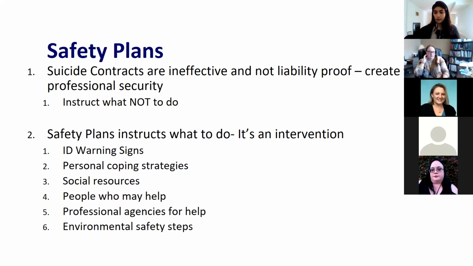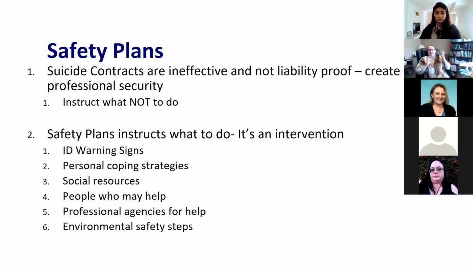It's a bit more detailed than the one I actually tend to use, which is more just off the top of my head and not one that's already printed out. But I think it's a very good safety plan. It's important to keep in mind there's a difference between a suicide contract and a safety plan. We know that suicide contracts do not work. They are ineffective and they are not going to save you in court if you use one of them.